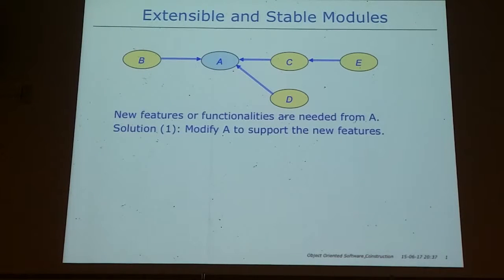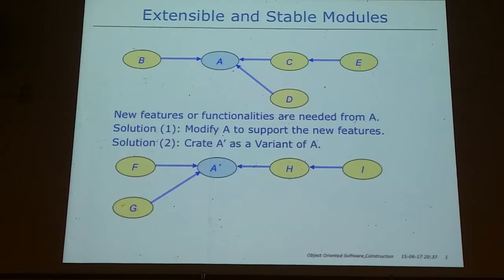Okay, so now, solution 1. Simply just modify A. Okay, that's not good because you modify A to satisfy the new clients, but you might disappoint your existing clients. Okay, that's not good. Solution 2, create a new copy of A such that you somehow do the new functionality that the new client is requesting. So that means we have now, let's say F, G, H, and I. They're simply some other new clients. They actually simply want a new functionality of A.